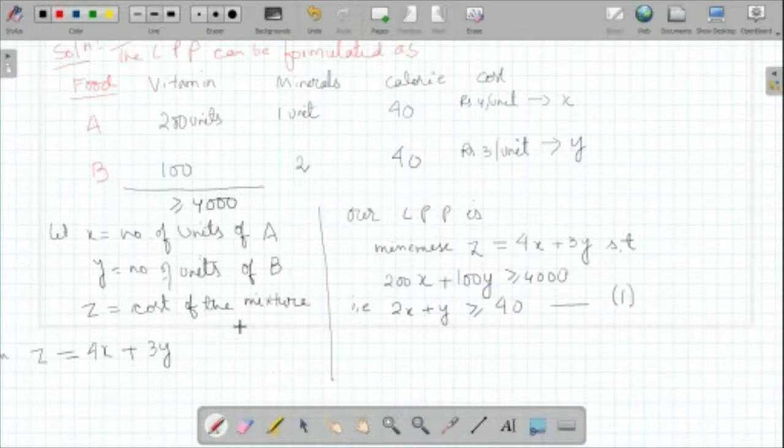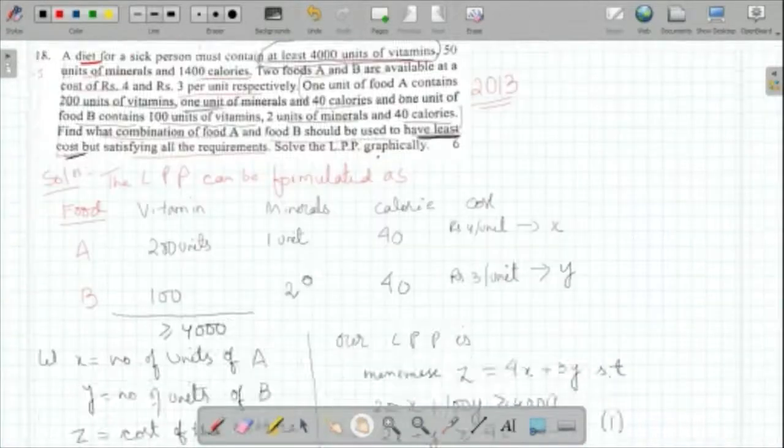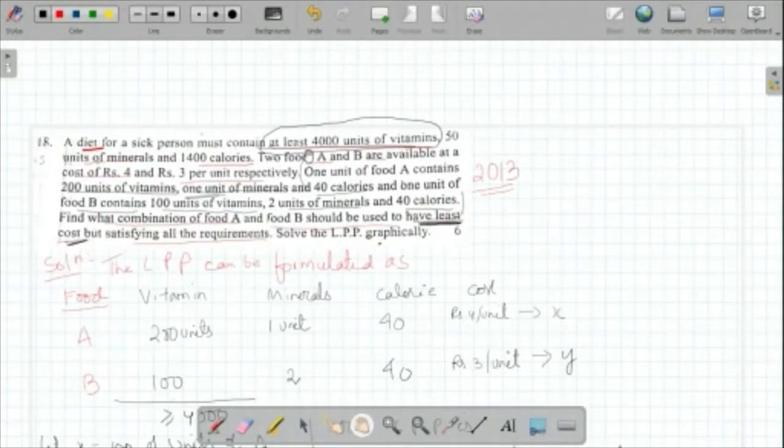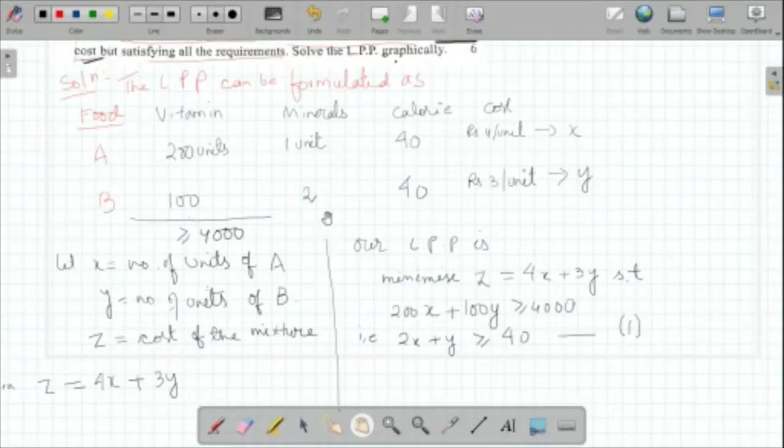Now the second, the mineral condition, similar to the vitamin one. It should have at least 50 units of minerals, so it will be greater than or equal to 50.